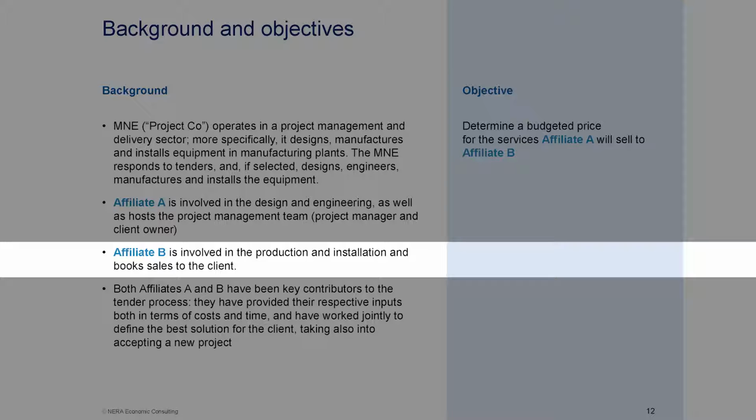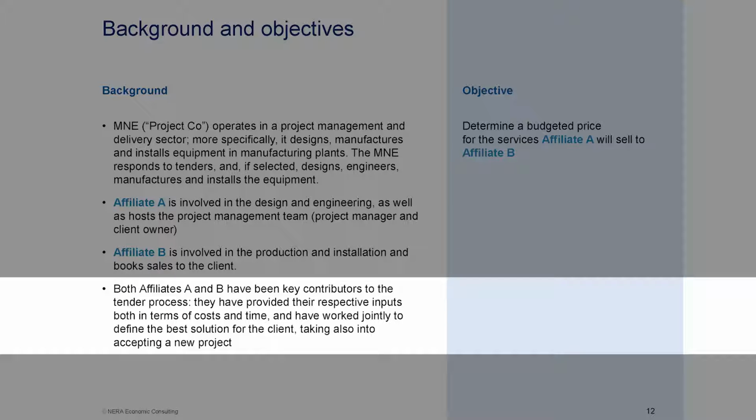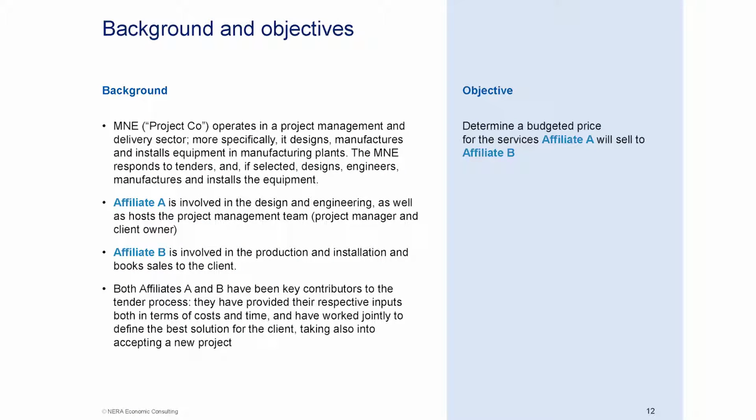The conclusion from a relatively deep functional analysis embedded into a value chain analysis is that both affiliates had relatively key contributions both to the tender process and to the execution of the project. And in this case, for the purpose of the project, we've selected the residual profit split method. The purpose of the case is to provide a detailed description of the application of the method for the purpose of the pricing of the design and engineering and project management services from affiliate A to affiliate B.